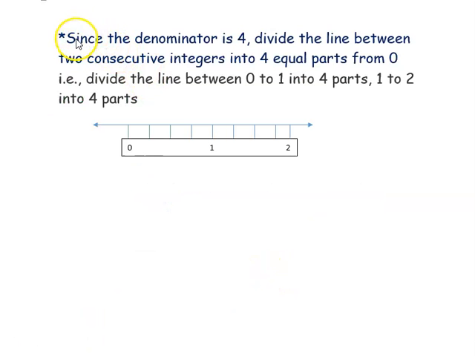The second step is we have to see the denominator. So the given denominator is 4. So we have to divide the line between two consecutive integers, that is between 0 to 1 and from 1 to 2, into 4 equal parts. So like this, 1, 2, 3, 4. So from 1 to 2 we have to divide it into 4 equal parts. 1, 2, 3, 4.